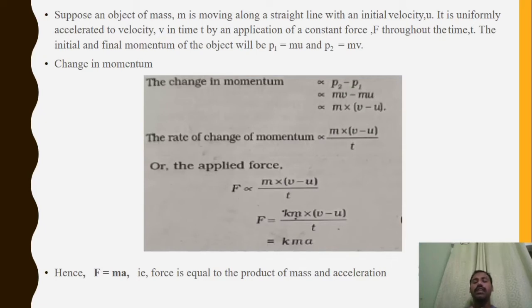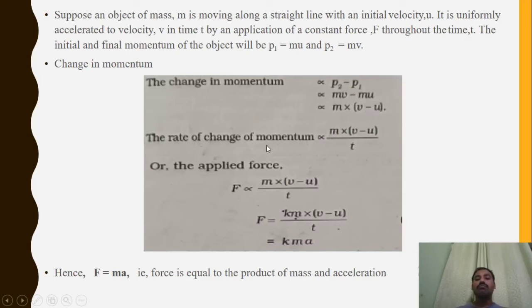Okay, then we can calculate the change in momentum, that is p2 minus p1. We know that p2 is equal to m into v, and p1 is equal to m into u. Then p2 minus p1 is equal to mv minus mu. Then we will take m as a common factor, m into (v minus u). This is the change in momentum.